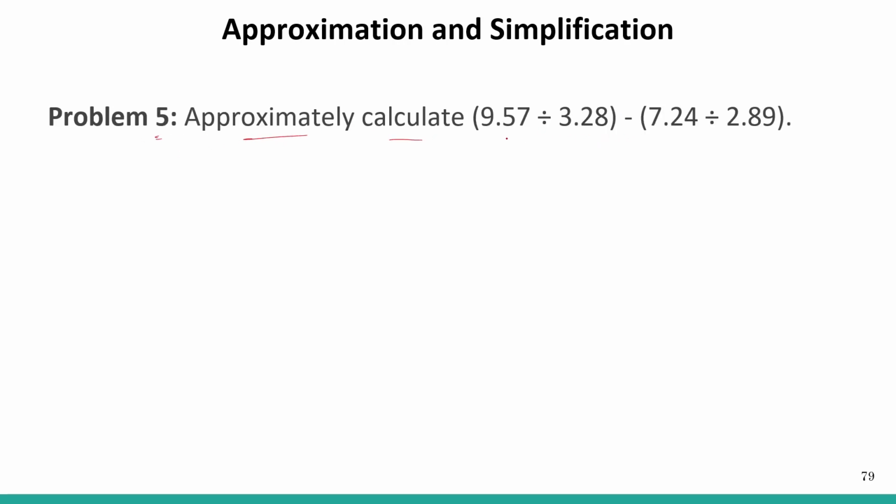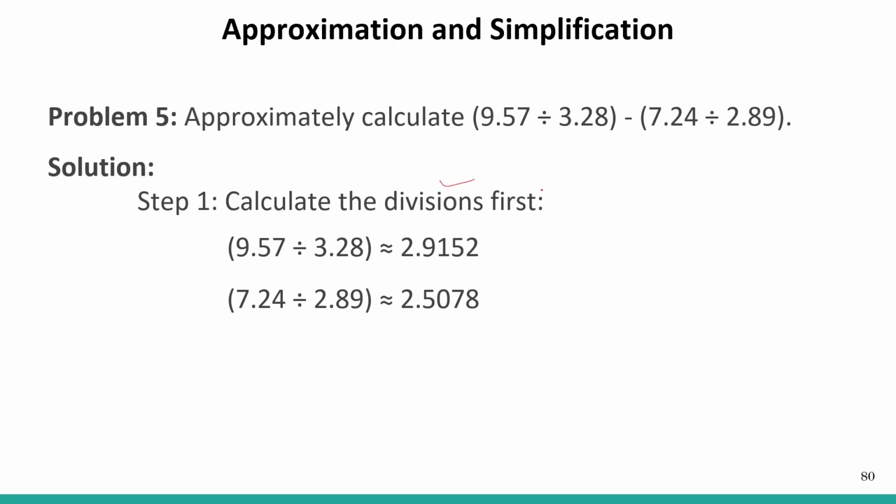So approximately calculate (9.57 divided by 3.28) minus (7.24 divided by 2.89). What is it equal to? So calculating the divisions first, because we will use the BODMAS rule. That is, we see for brackets first, then we evaluate. Since we have got two brackets, we need to evaluate them first. Inside the bracket, we need to see for further brackets. Are there any? No. We need to see for further exponents. Are there any? No. Are there any divisions? Yes. So we'll solve them first.